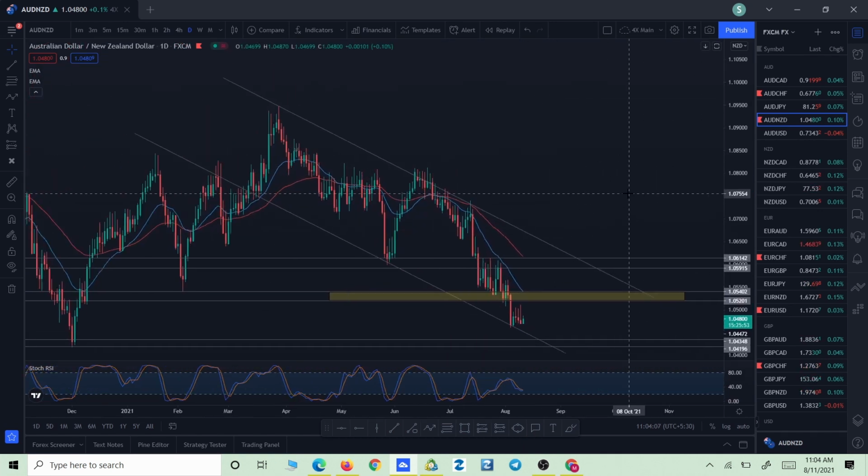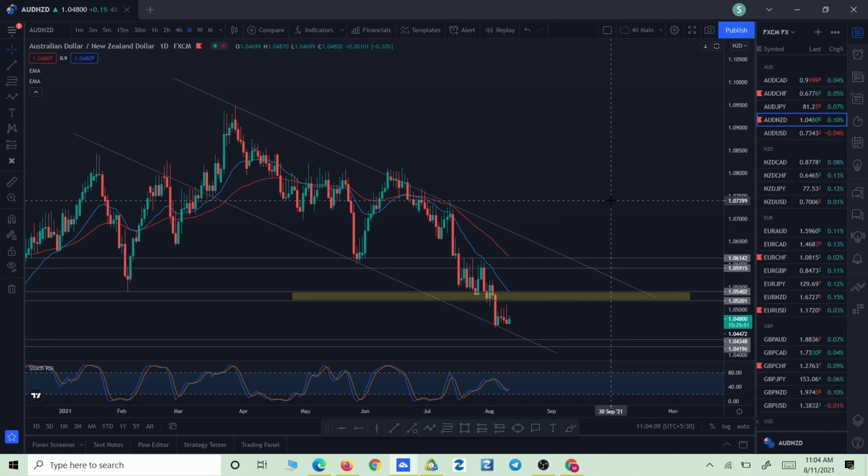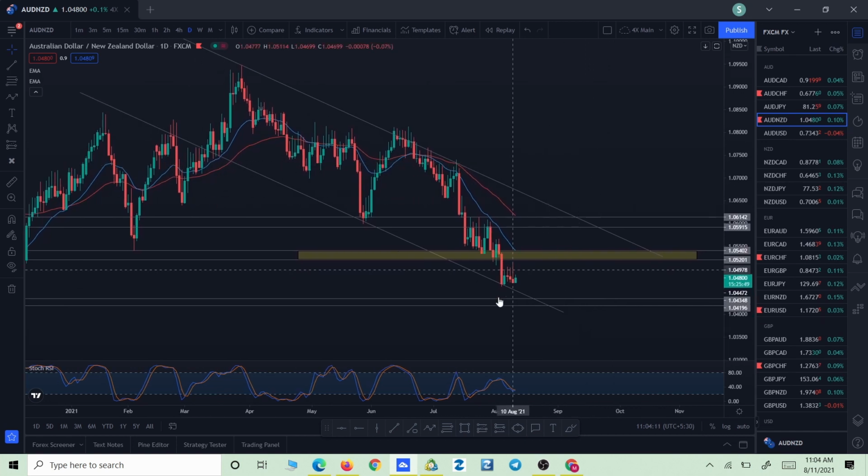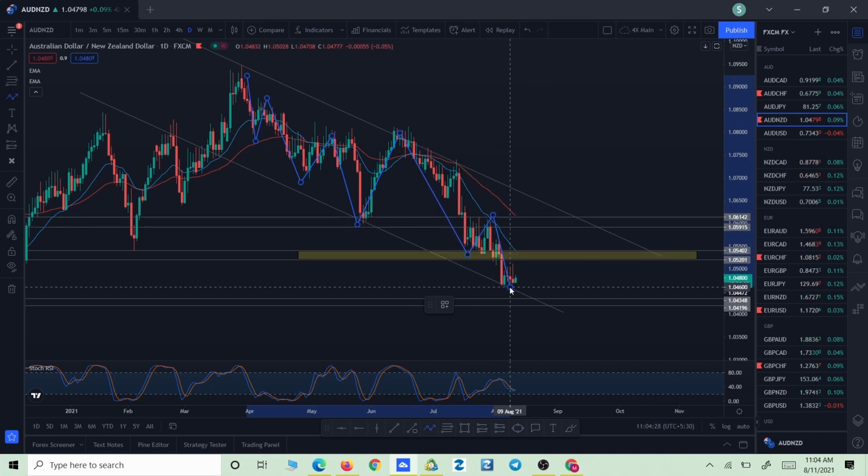Now the Aussie New Zealand, as we can see, the price is moving in a downward channel and has recently broken its support. So starting from here, we see low, lower high, lower low, lower high, lower low, and it's a same high. Then we have a lower low, lower high. Now price broke and closed below the previous low or the support zone.